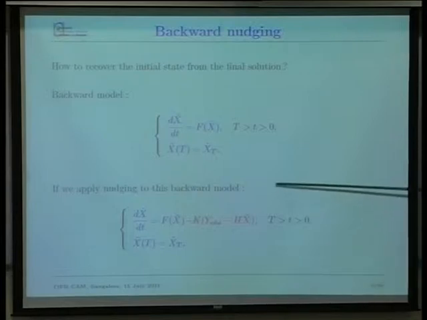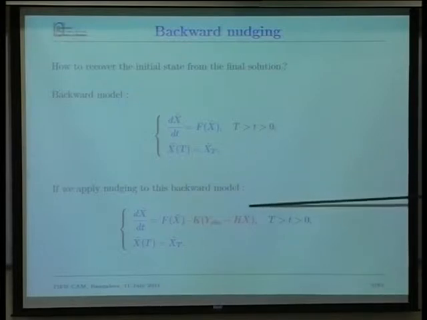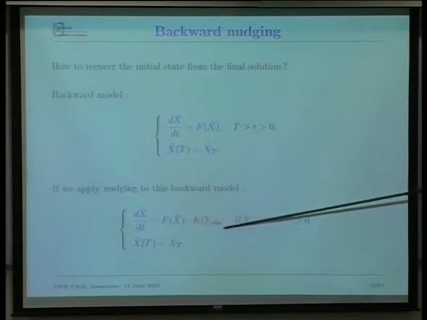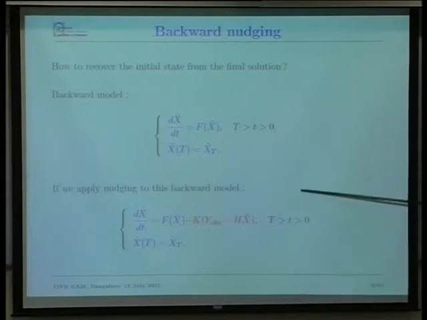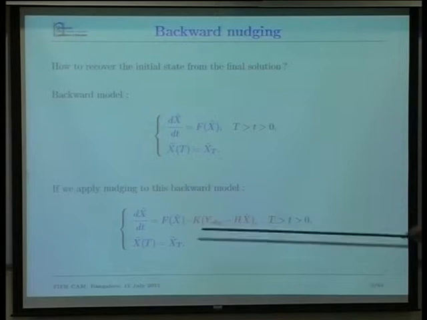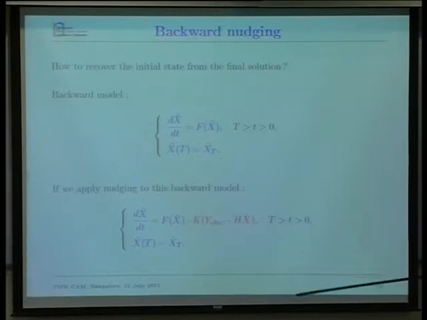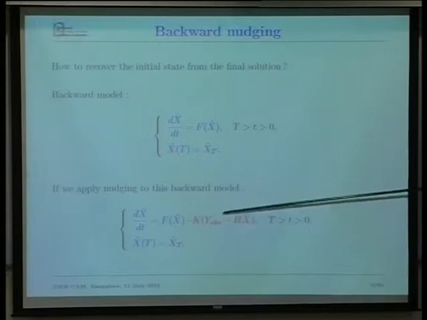So the idea is, why don't we simply add a nudging term to this backward model with the aim of stabilizing this backward integration? We can add feedback to the observations in the backward model. Now there is a minus here because we solve it backwards in time. If we start from the final nudging state, from the forward integration of the numerical model, we hope that we can solve this model backwards in time and then get a new initial condition.